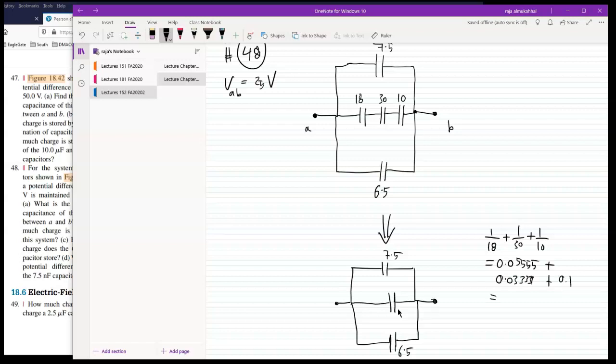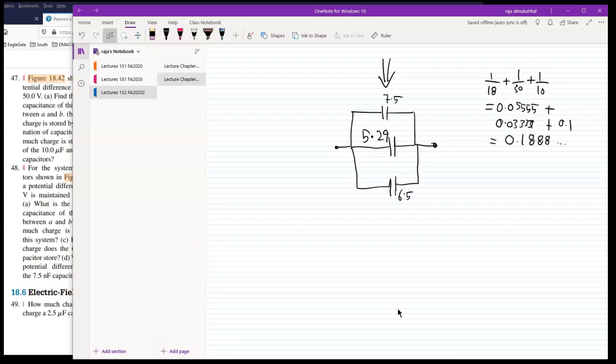When you add these together, 0.055555 plus 0.033333 plus 0.1, you end up with 0.18888 forever. And then you take the reciprocal of that. Remember, it's 1 over, so you take the reciprocal, basically to the power of -1. You get the equivalent capacitor here is 5.29. Make sure you practice that. And there we go, we got the 5.29 here. You got that? Okay.